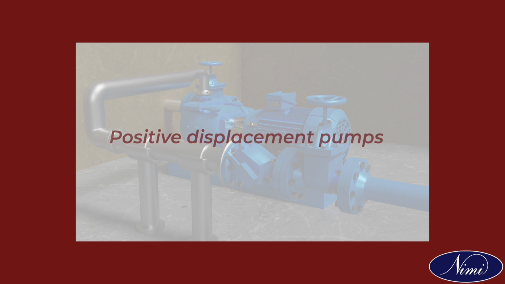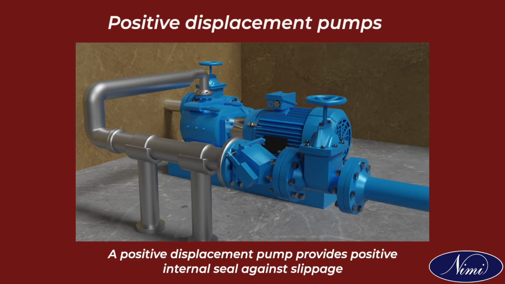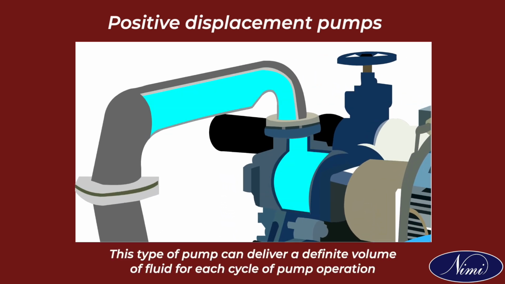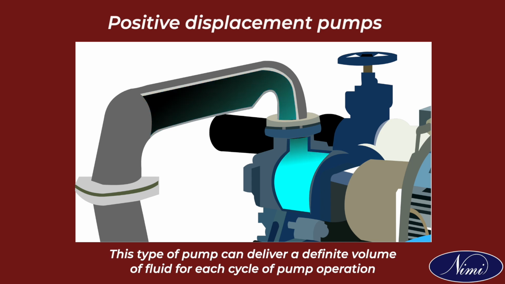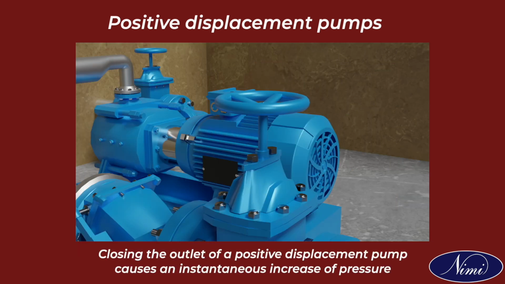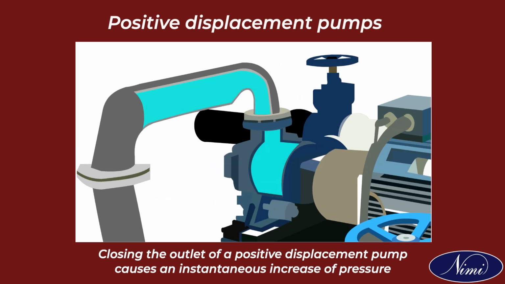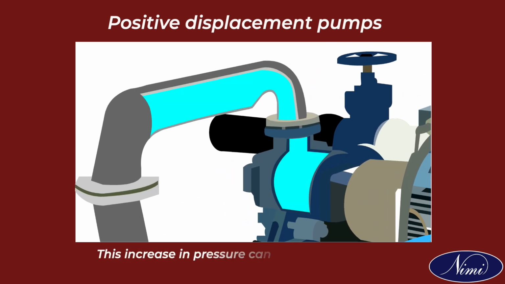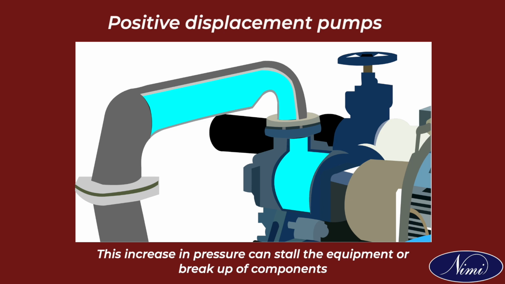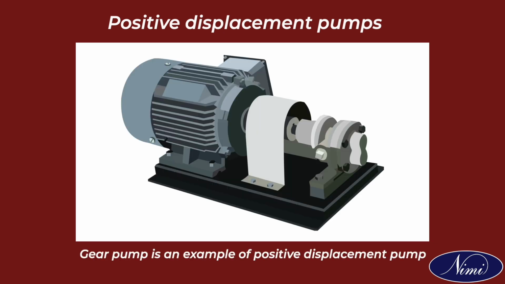Positive displacement pumps. A positive displacement pump provides a positive internal seal against slippage. This type of pump can deliver a definite volume of fluid for each cycle of pump operation. Closing the outlet of a positive displacement pump causes an instantaneous increase of pressure. This increase in pressure can stall the equipment or break components. Gear pump is an example of a positive displacement pump.